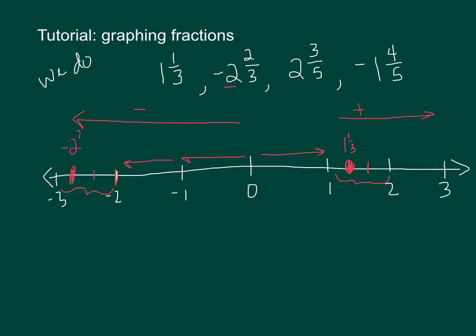Negative 2 and 2/3. Hopefully that clarifies that up with some of you. And I'm going to switch colors for the next one. Okay. So 2 and 3/5.